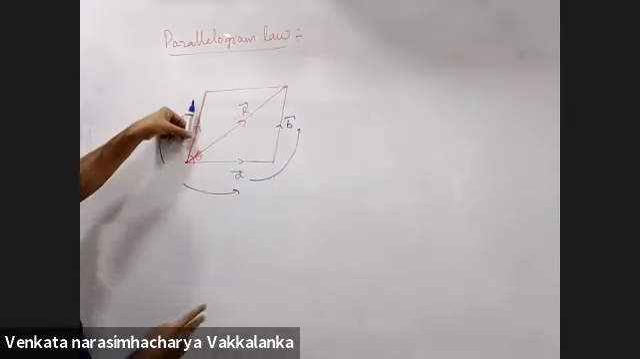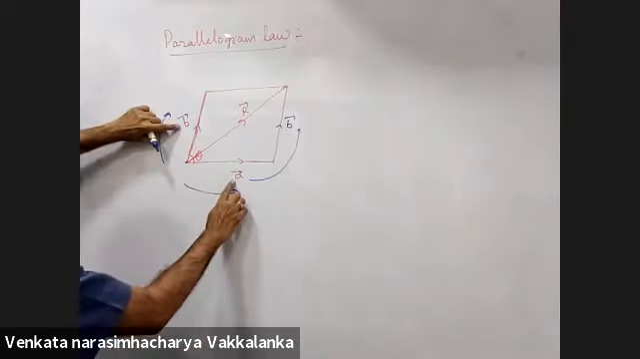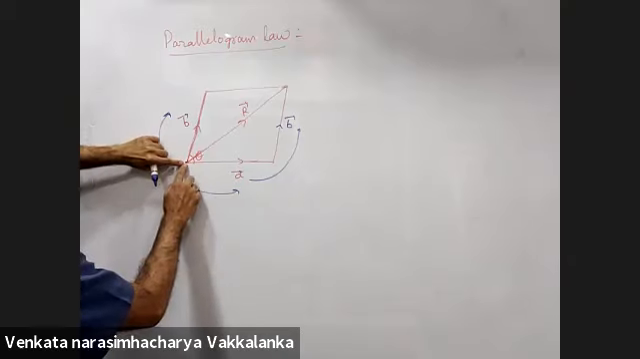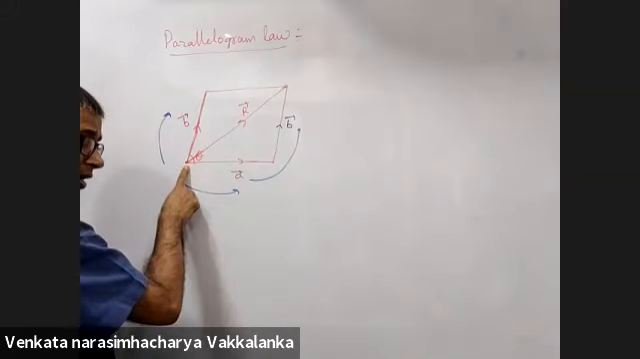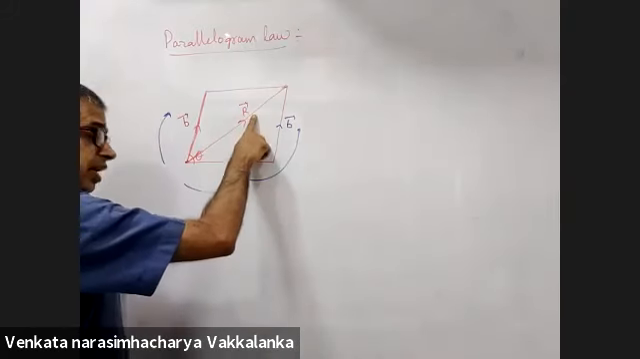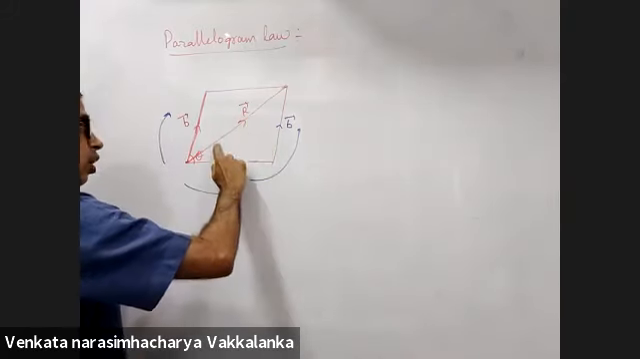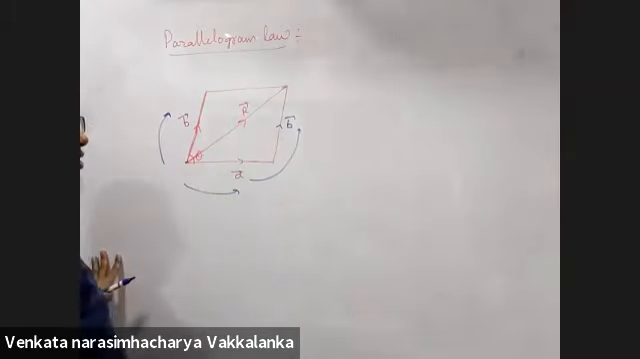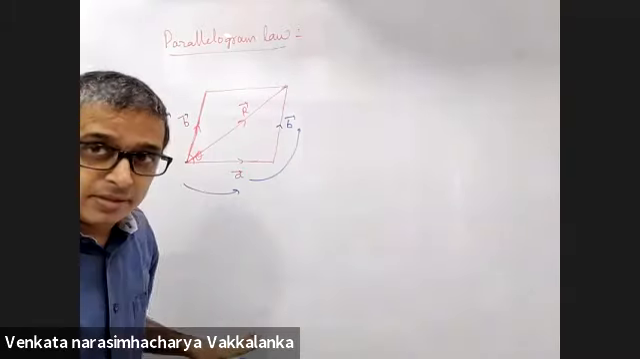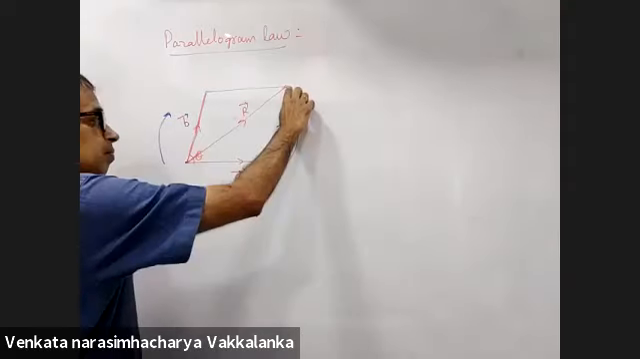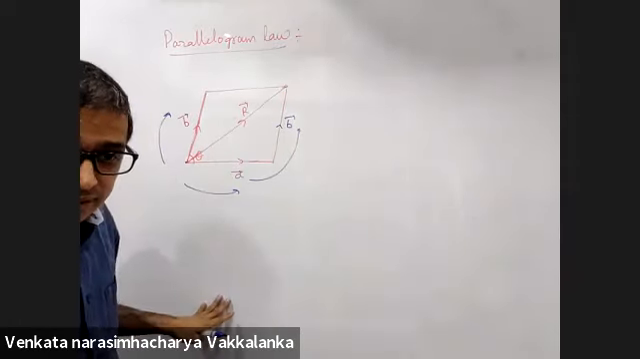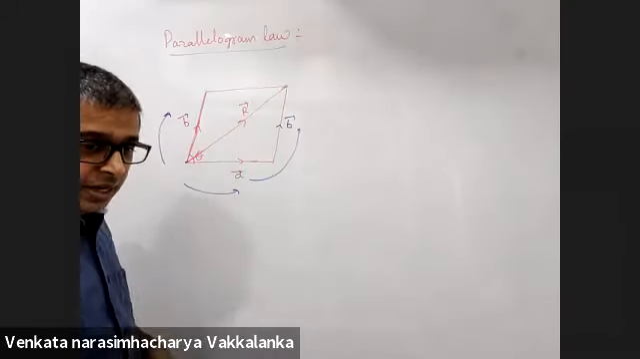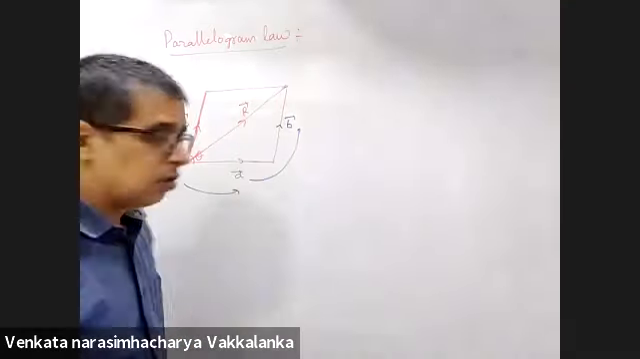Now they're telling you if B is this, if two vectors are represented as two adjacent sides of a parallelogram drawn from a point, the diagonal of the parallelogram drawn from the same point is the resultant. Right? It is nothing but your triangle law.